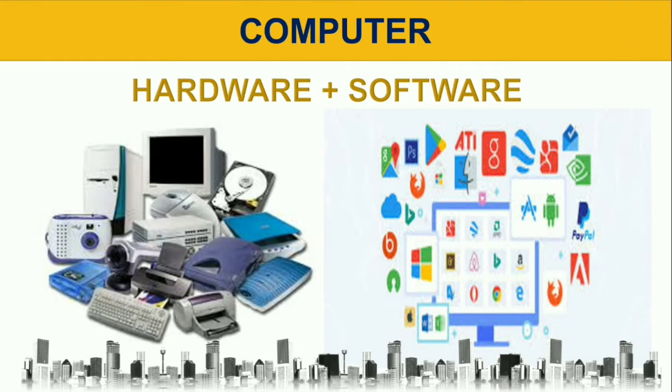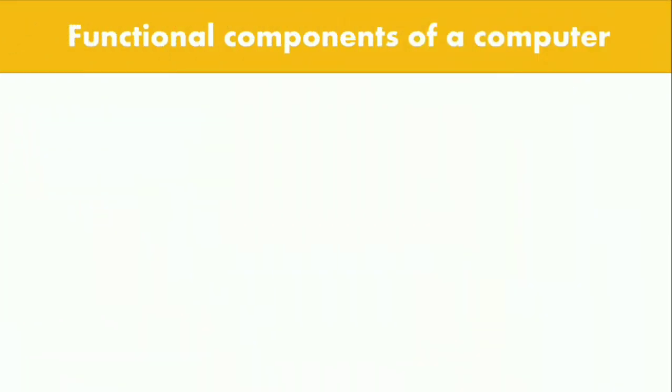For example, at present you are watching this video through an electronic device. You can touch and feel the device. It can be your mobile phone or laptop or desktop, anything. And you're watching this video through the YouTube application. Yes, YouTube is an application which comes under software. We can't touch and feel the software. So the next topic is functional components of a computer.